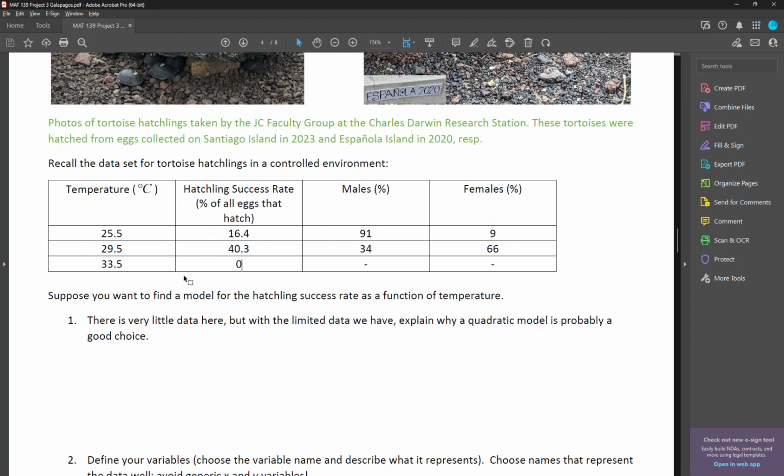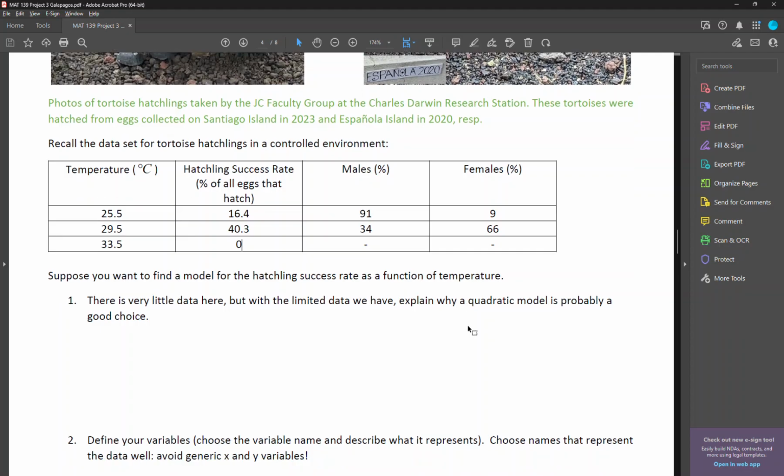You may need to graph your data before you're able to make that reasoning. So I would go ahead and do that to see what it looks like. And hopefully there will be something that jumps out as a reason why quadratic is probably a good choice with these points, even though it's such a small grouping of data.